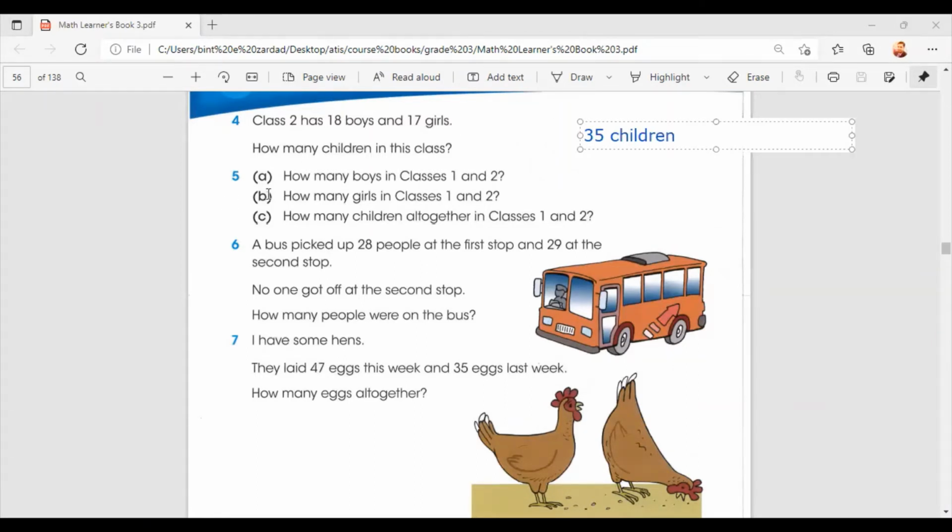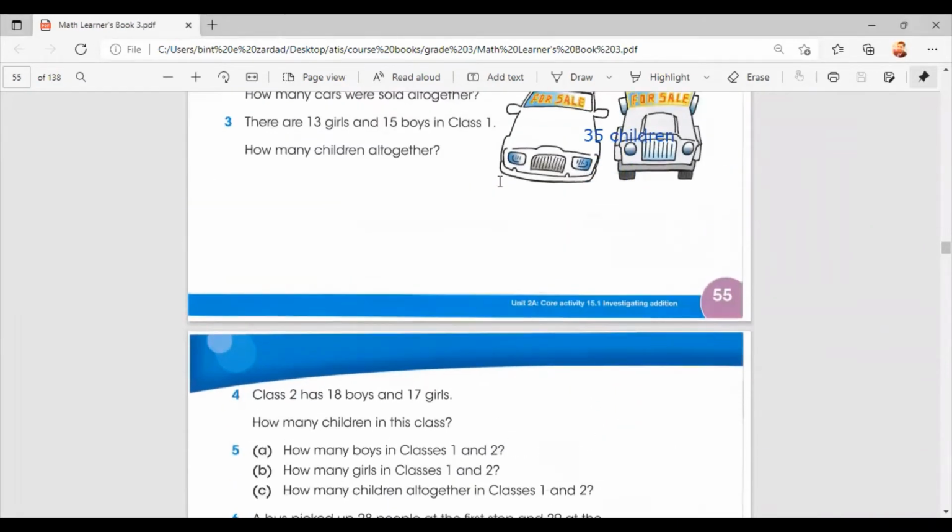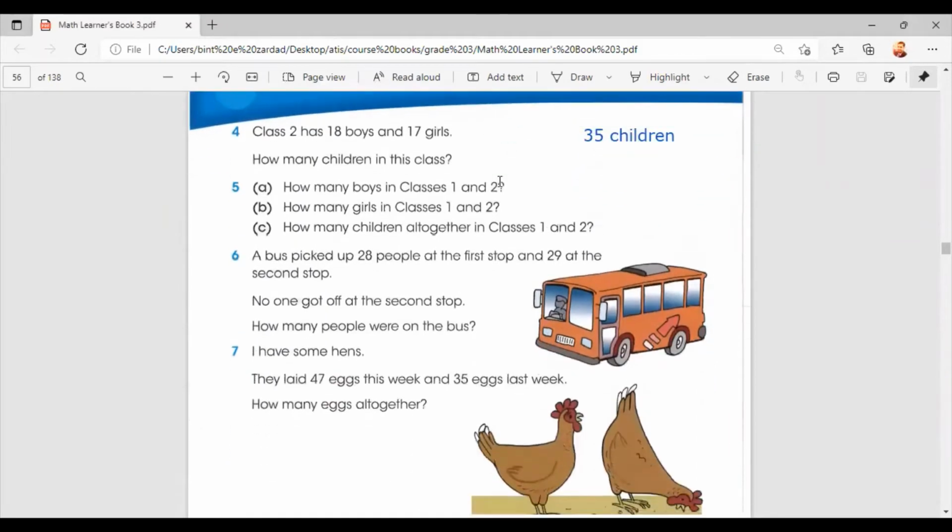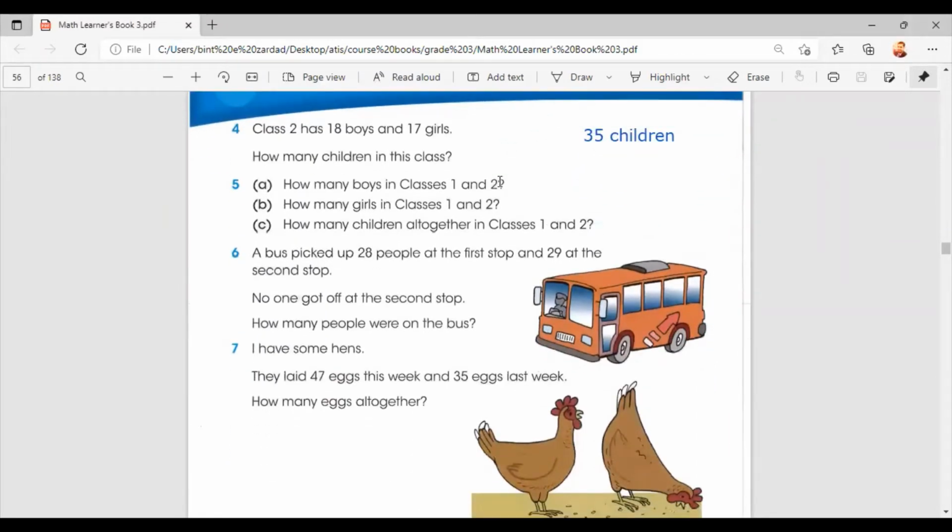Question number 5. How many boys in class 1 and 2? So we are just adding boys. In class 2, 18, and in class 1, 15. 15 plus 18, 33 boys. We are writing here 33.